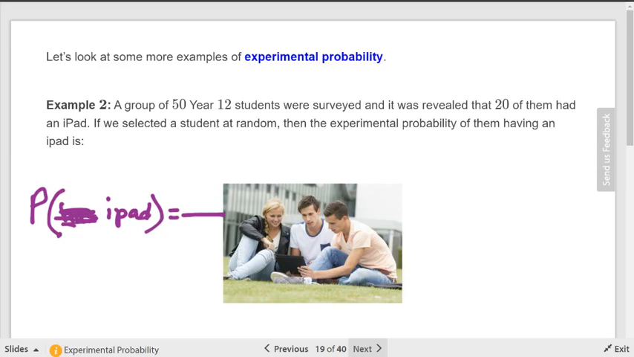So I need 2 parts, and the top part is the number of successes. The bottom part is the total number of trials. So Monique, look at that, how convenient. Monique, can you tell me? It says out of a group of 50 year 12 students, 20 of them had iPads. Which one of those is the total number that goes on the bottom? The 50. Excellent.